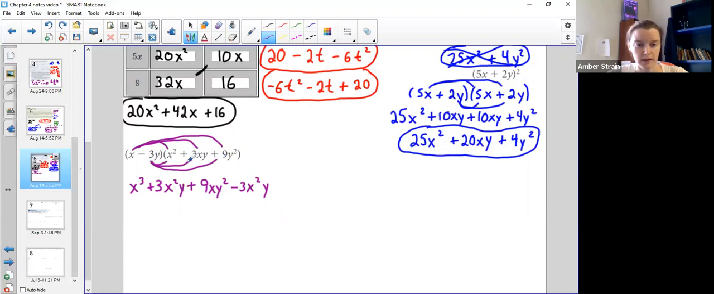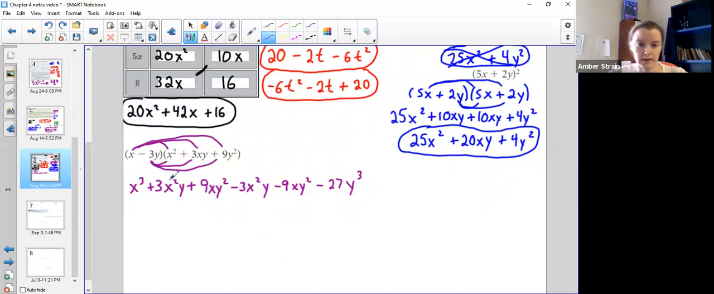Next, I go minus 3 times positive 3 would make a minus 9. Y times xy would make xy squared, 2 y's. Last, negative 3 times positive 9 would make negative 27. 1 y here and 2 more there would make y cubed.